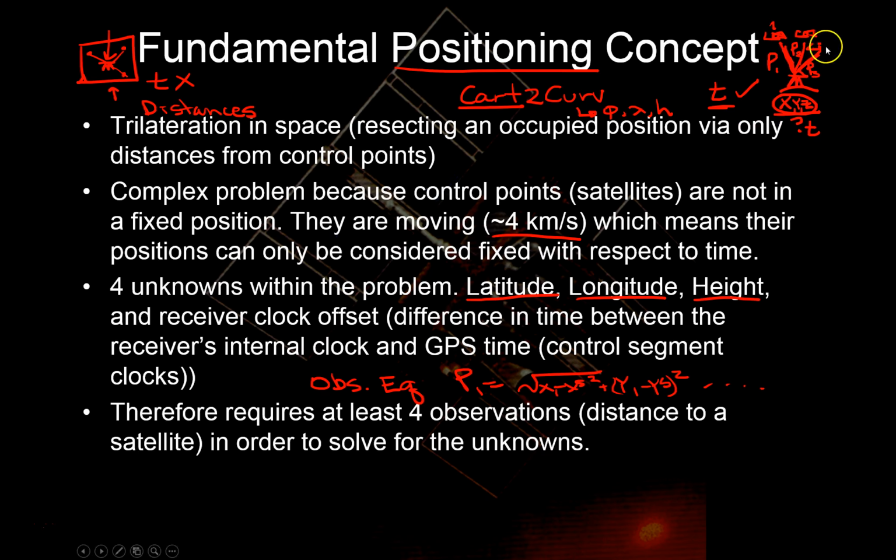We can't use that, right? In order to solve this problem, we basically need to freeze frame everything. And we freeze frame everything by considering time to be constant for that one specific problem. So we need 4 different satellites that we make distance measurements, or range measurements, to in order to solve for the unknowns.